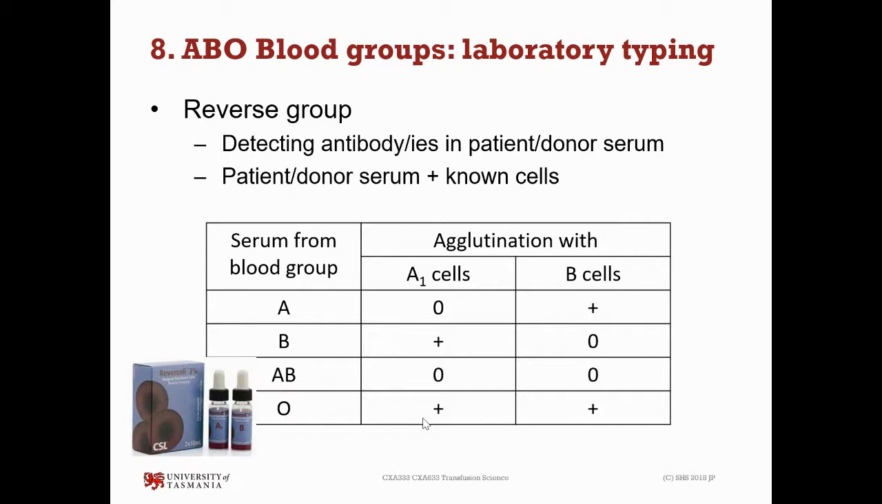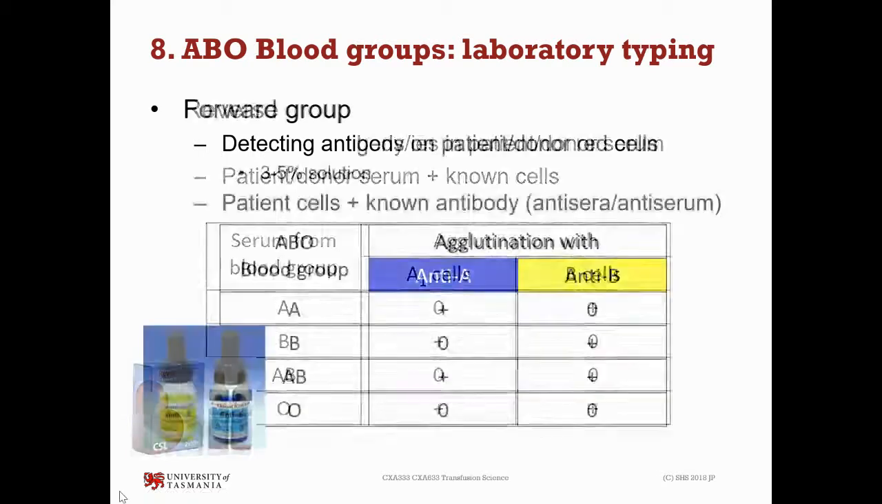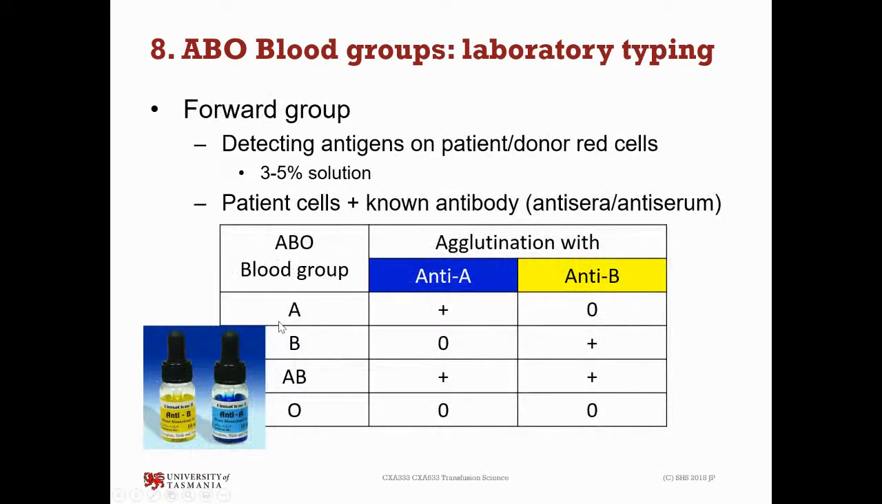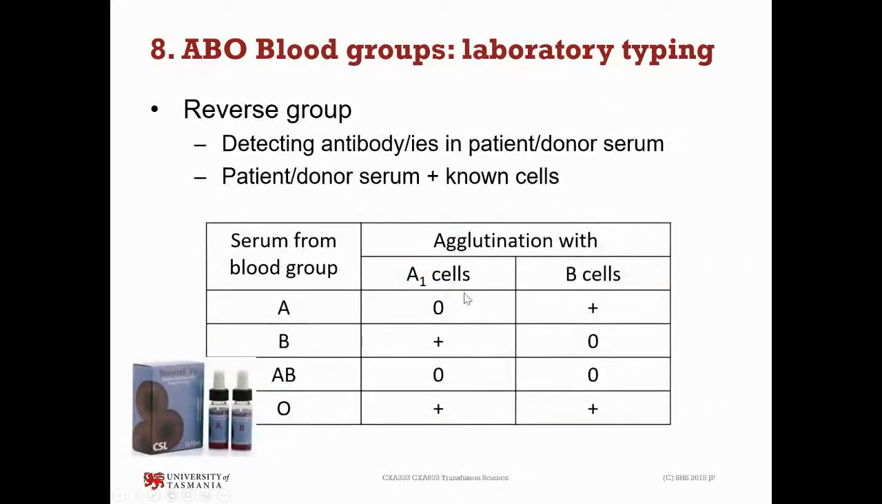It's called the reverse group because we get the reverse reactions to our forward group. Okay, so just looking at group A. In group A, we have a reaction with the anti-A, but not with the anti-B. Whereas in the reverse reaction, we have no reaction with the A cells, but we have a reaction with the B cells. So that's why it's called the reverse group, because we're getting the opposite reactions. Does that make sense to everybody?